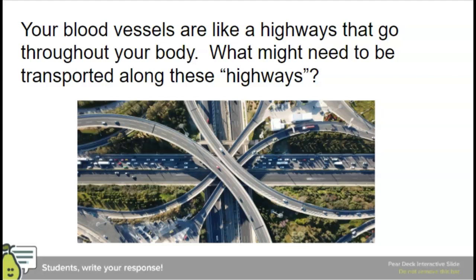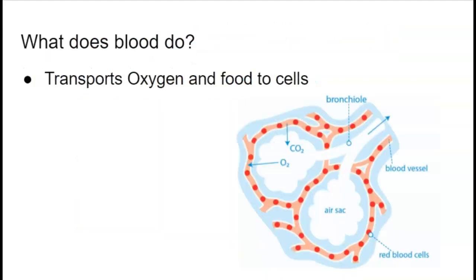So we're going to talk about the different things that blood helps do and helps transport. So go ahead and write down, what does blood do? It does a lot of different things. You may have said carries oxygen. That's one of the most common things that we talk about. It transports oxygen and food or nutrients to cells.